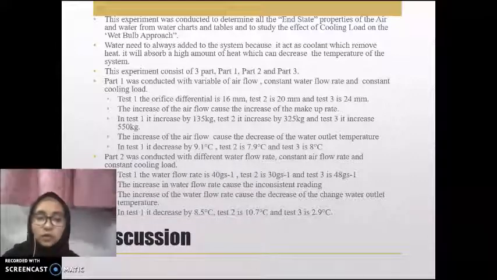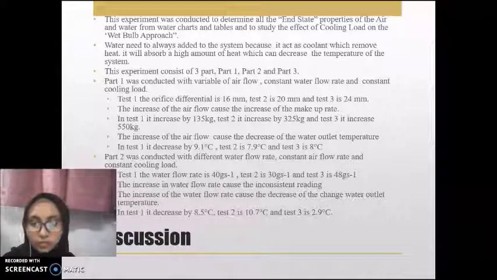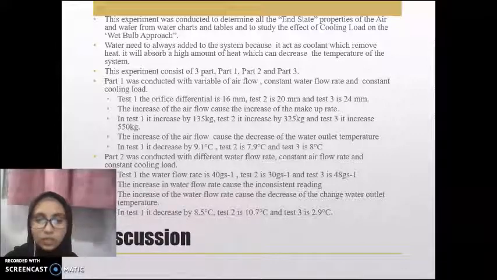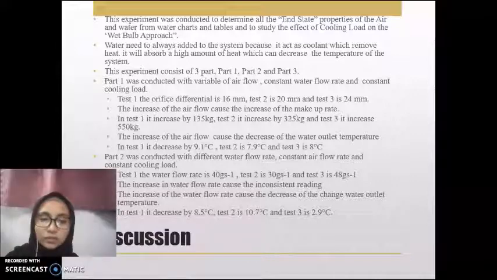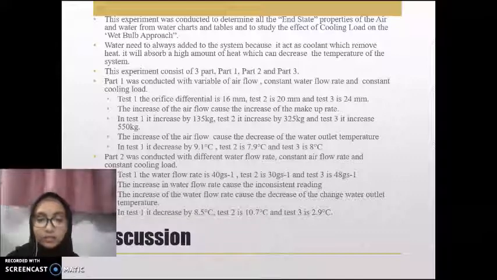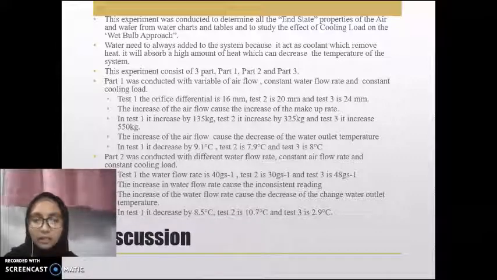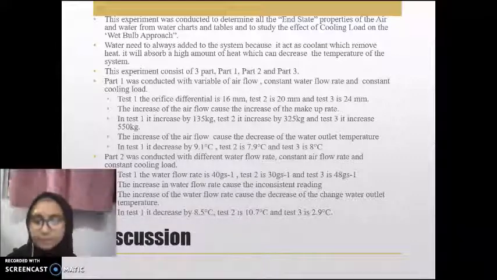In part 2, it was conducted with a different water flow rate, constant air flow rate, and a constant cooling load. Test 1, the water flow rate is 40 g per second, test 2 is 30 g per second, and test 3 is 48 g per second. From this result, we can conclude that the increase in water flow rate caused inconsistent readings in makeup rate.